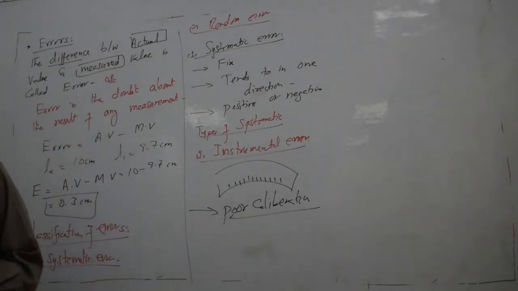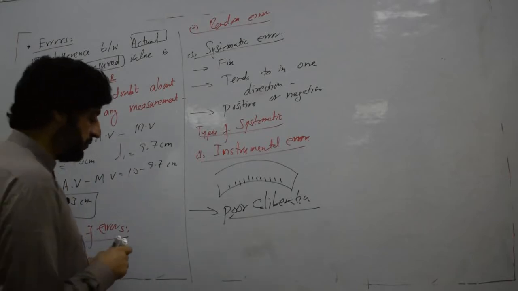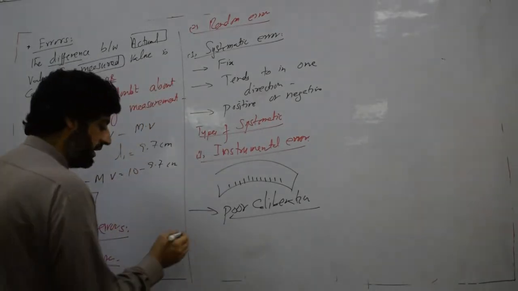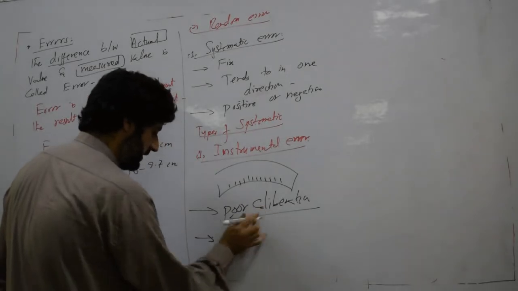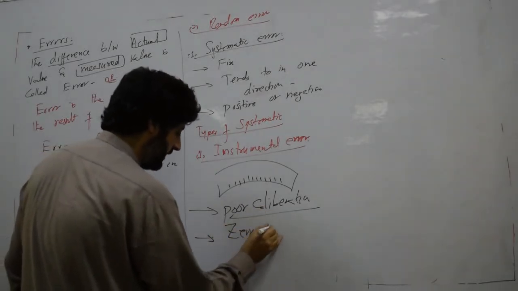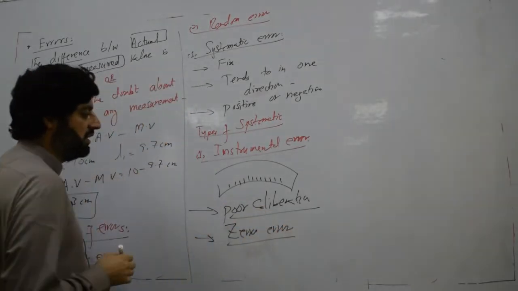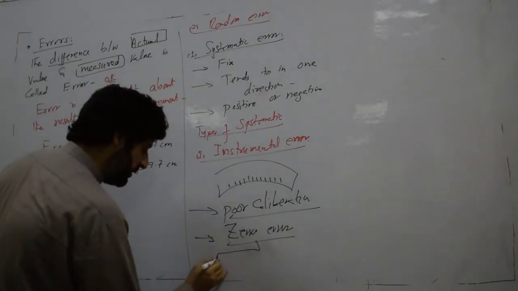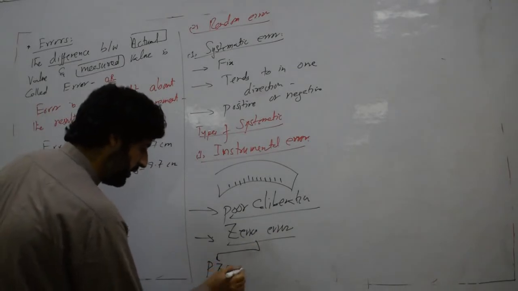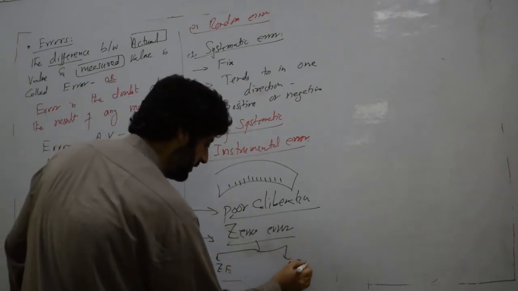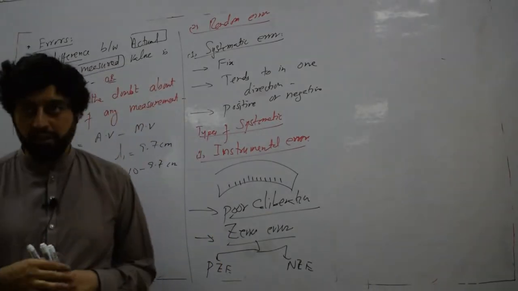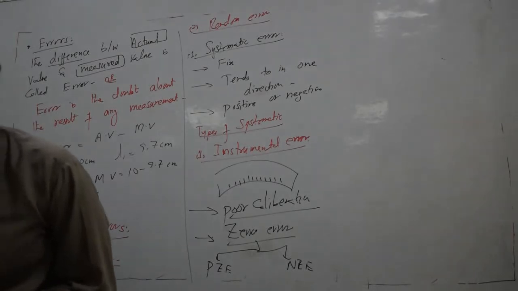Now, first, let me discuss an example of instrumental error, that is the zero error. Zero error is an example of instrumental error. We know that zero error may be positive or negative. So zero error exists in the device. So this is called instrumental error.